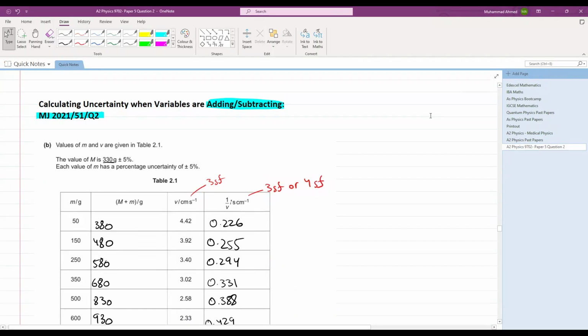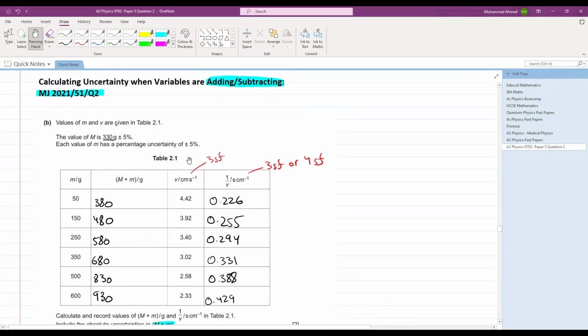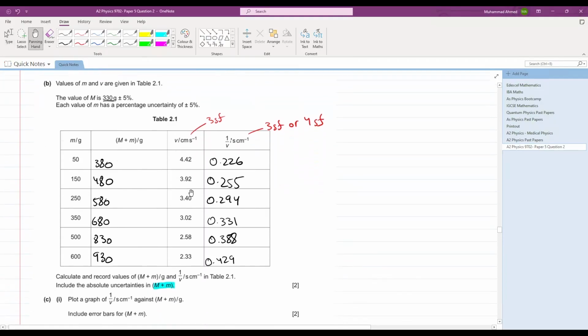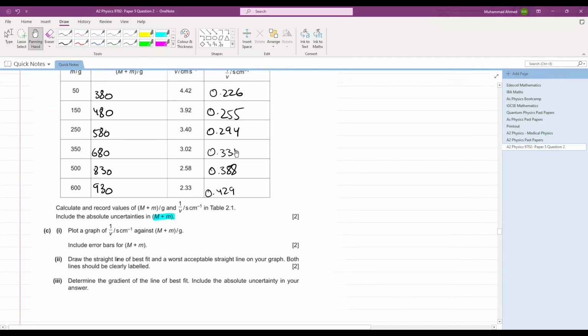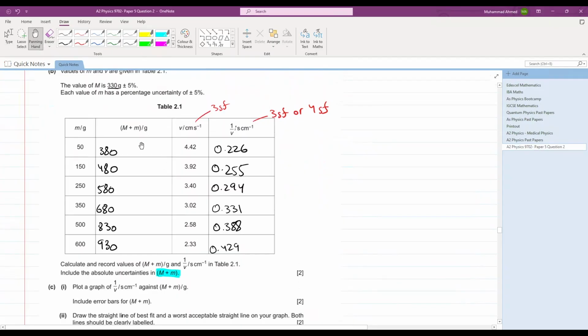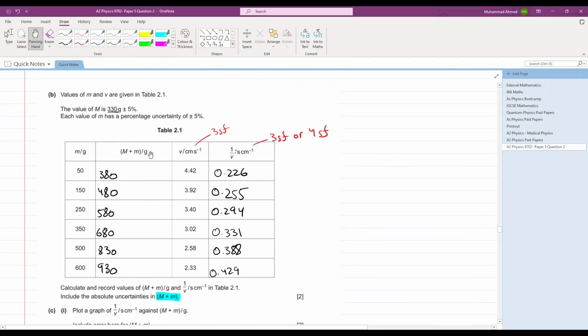Okay, so let's move on to the topic of how to calculate uncertainties when the variables are adding or subtracting. This is a prime example of such a question. This is May June 2021, paper 5, variant 1, question 2. Here we had to calculate the absolute uncertainties in capital M plus small m. We had to calculate the absolute uncertainties in two variables that were adding.